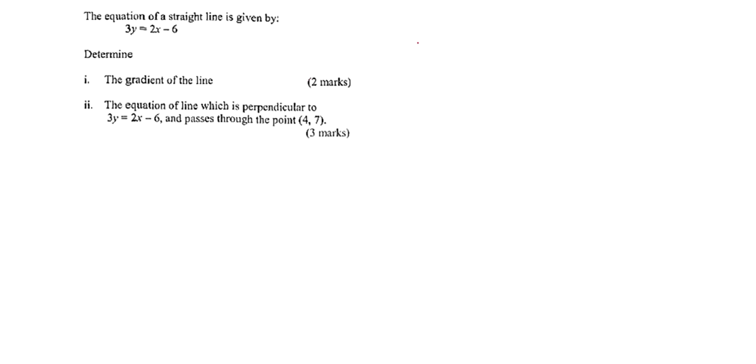What is the gradient? So we need to write it in the form y equal mx plus c. So 3y equal 2x minus 6. We divide throughout by 3. So we end up with 2/3 x minus 2. So therefore the gradient of the line m is equal to 2/3.